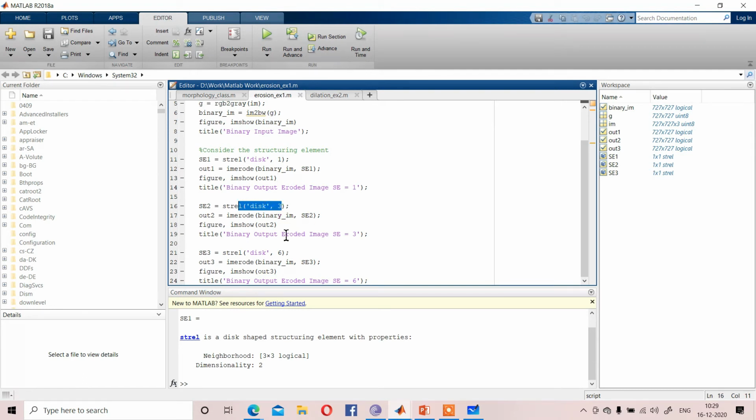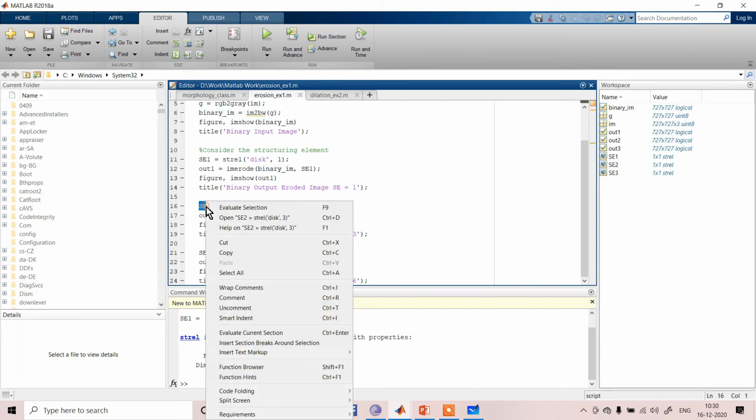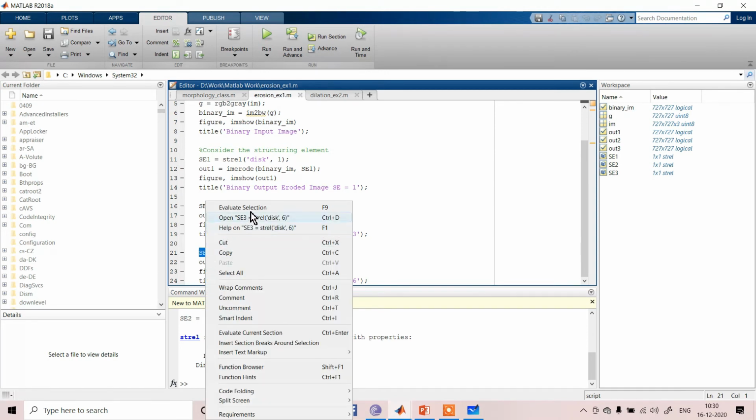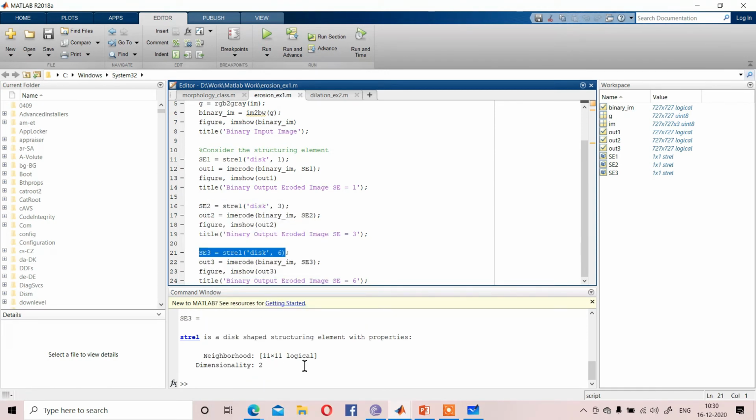Now if we change the structuring element from 1 to 3 to 6, what is happening? Simply the size of the structuring element is increasing, nothing else. For 1 it is a 3 cross 3. If you consider 3, you can check it. If we run that, it's a 5 cross 5 logical image. If we consider 6, it is an 11 cross 11 logical image, meaning the matrix size is increasing.